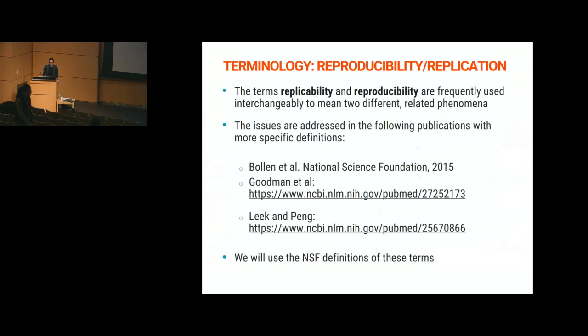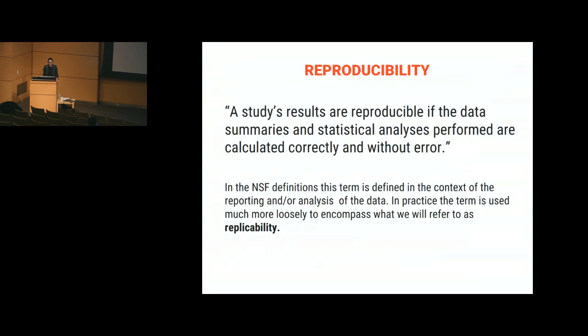So let's start with the terminology. The terms replicability and reproducibility are frequently used interchangeably to mean two different related phenomena. There are many publications that define these things in different ways, but today we will use the NSF definitions of these terms. Reproducibility: the study's results are reproducible if the data summaries and statistical analysis performed are calculated correctly and without error. In the NSF definitions, this term is defined in the context of the reporting and analysis of the data. In practice, the term is used much more loosely to encompass what we will refer to as replicability. Another way of thinking about it, and this is the way I think about it, is that you are trying to duplicate the prior study using the same materials, the same data, the same methods.